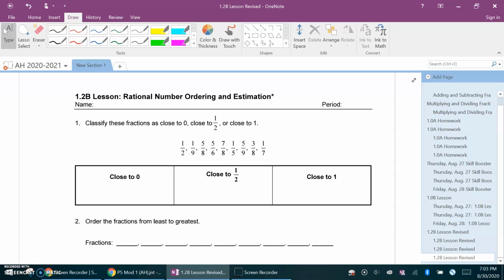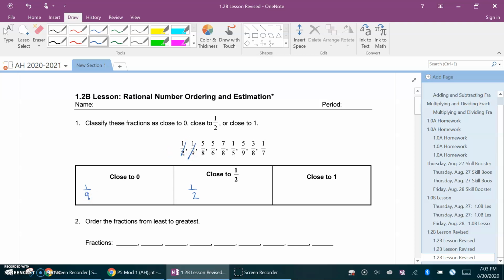So the first thing we're going to do is classify these fractions as close to 0, close to 1/2, or close to 1. A lot of times, we think about making common denominators or long dividing or making percents, but that's kind of a lot of work to do when we have numbers that get this big. So if we go down the line, 1/2 is going to go in our 1/2 box. 1/9 is going to be close to 0, so we're going to put the 1/9 over there.